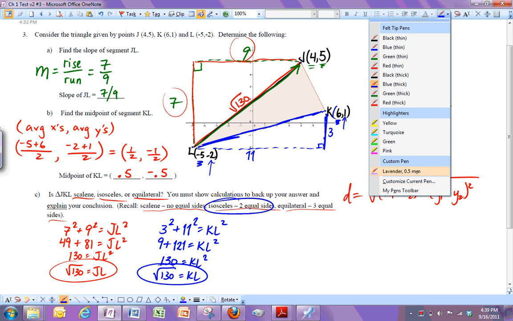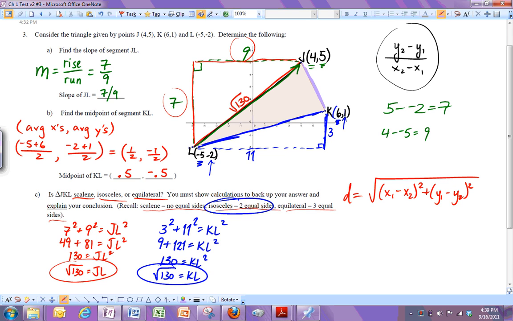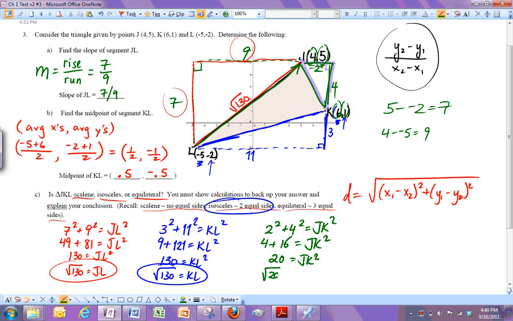Sure, let's go lavender. Let's see what that looks like. All right, so here's my slope triangle right there. When I go across, x has changed, 4 to 6, so that's 2 units. And when I go up and down, y has changed, 5 to 1, 4 units. So here's my triangle. I'm going to do Pythag on that. 2 squared plus 4 squared equals JK squared. That's 4 plus 16 equals JK squared. That's 20. And then I take the square root.